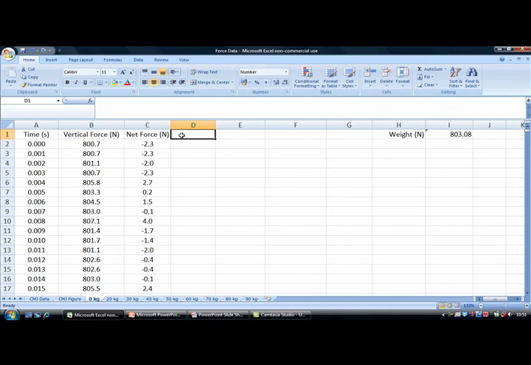Now that we've got our net force, the next thing we can calculate is impulse. And the first thing we know is we need to get an impulse value for each point in time. Our first impulse at our first point in time is 0, and then we can use our trapezium method that I talked you through in the PowerPoint slides to calculate impulse at each data point in time now.